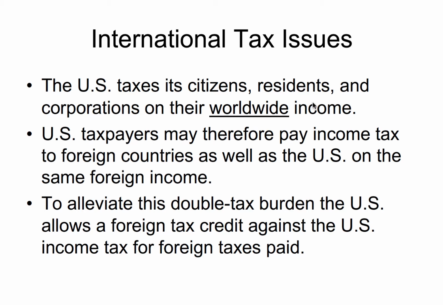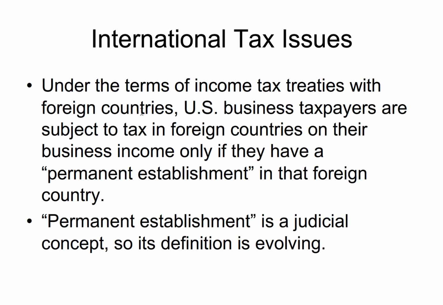So to alleviate this double taxation, the U.S. allows a foreign tax credit against U.S. income tax for foreign taxes paid. So in that example, if the taxpayer pays foreign tax at the England level on the England income, it can be used to offset the tax that's required to be paid in the U.S. Now, I want to specify, again, this applies to citizens, residents, and corporations in the U.S. For corporations, we're talking about corporations that are headquartered or have their principal place of business in the U.S.